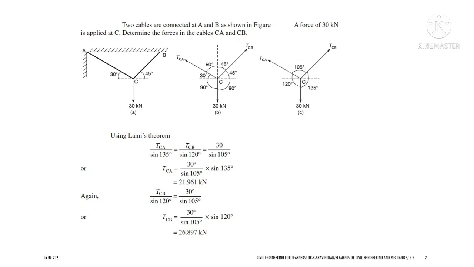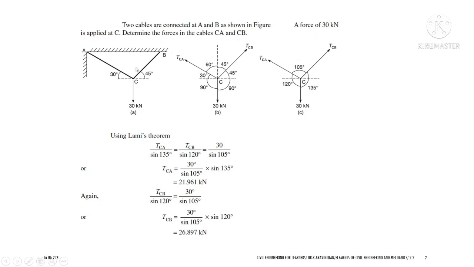Two cables are connected at A and B as shown in the figure. There is a cable, and that is AC. This might be a steel cable, wire, or rope, whatever the material might be. There are two cables which are hung at point A and point B, and at point C you have a load, or a force, of 30 kilonewton being applied.